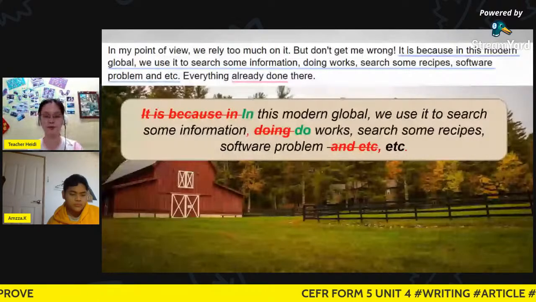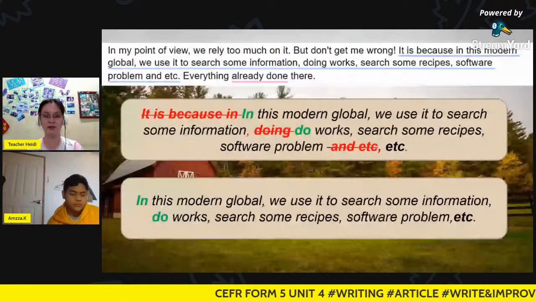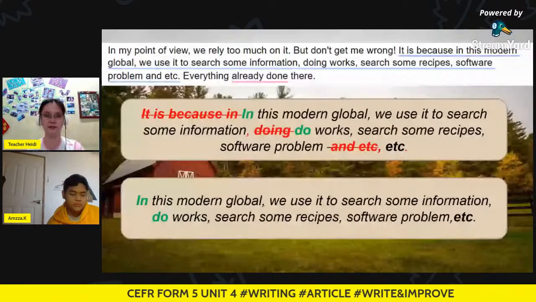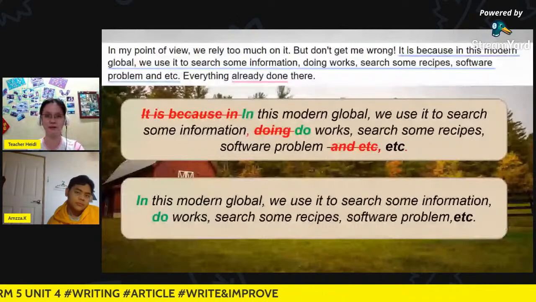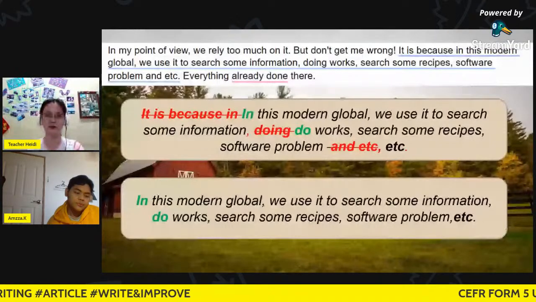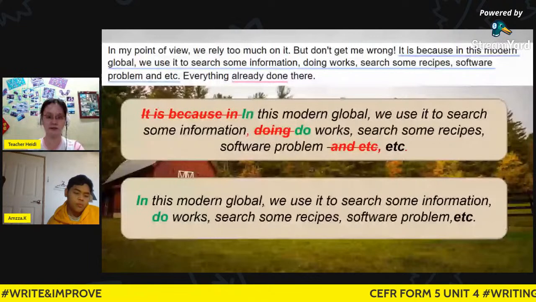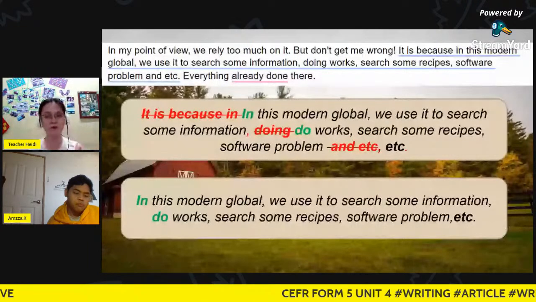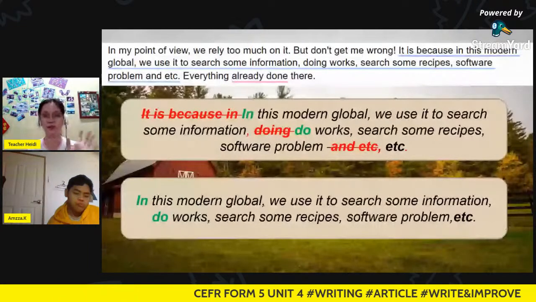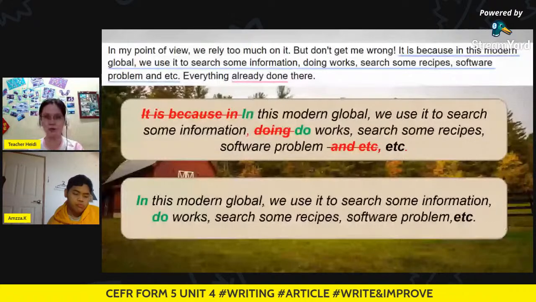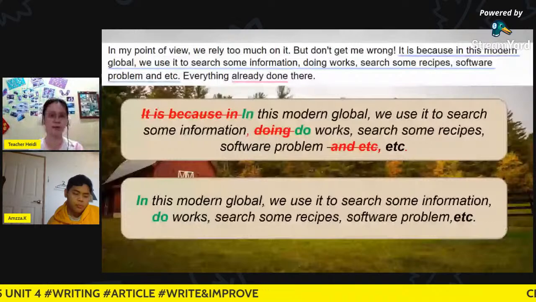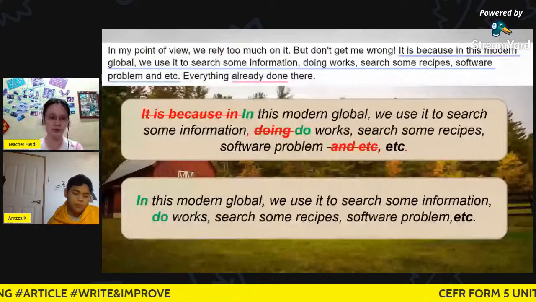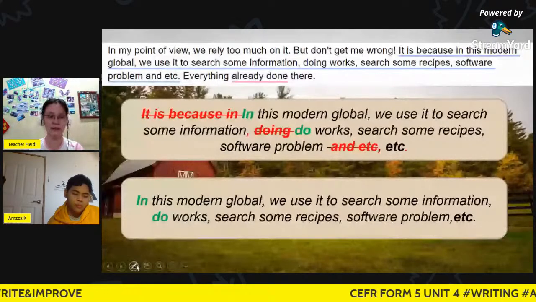We use it to search some information. Do works, actually do works. This actually teacher is looking into it. Works, normally we don't put s. But I do not know why Grammarly did not detect this. Work, homework, all this, there's no S because it's an uncountable noun. Okay, do work is sufficient already. No need to put the S. I just want to highlight this. That's why I didn't change it.